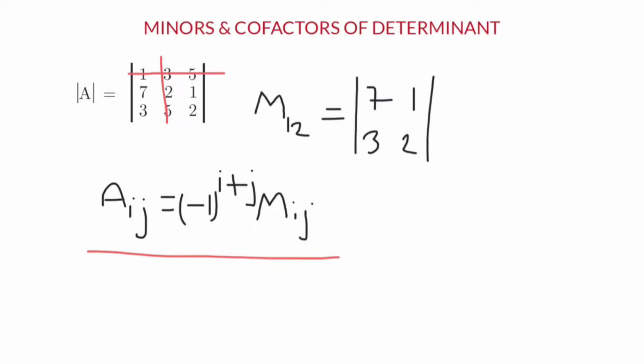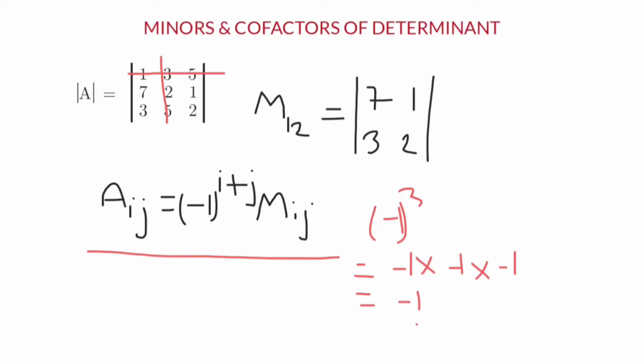Here, let's talk about this M12, this second element. It is at first row and second column, so it is 1, 2. So i equals 1 and j equals 2. What will be the value of i plus j? 1 plus 2, which is equal to 3. So -1 to the power 3. What will be the value of -1 to the power 3? It means you multiply -1 three times. So -1 times -1 times -1 will be equal to -1.